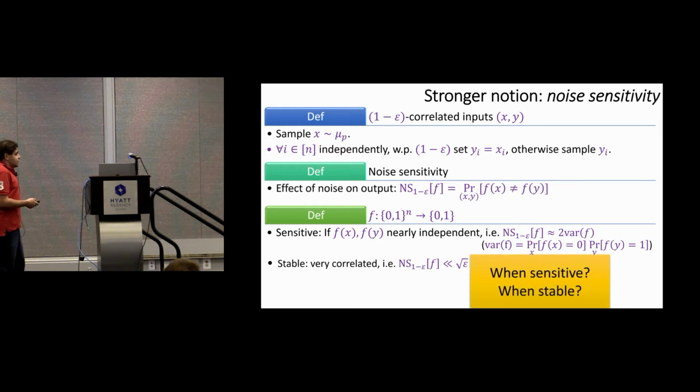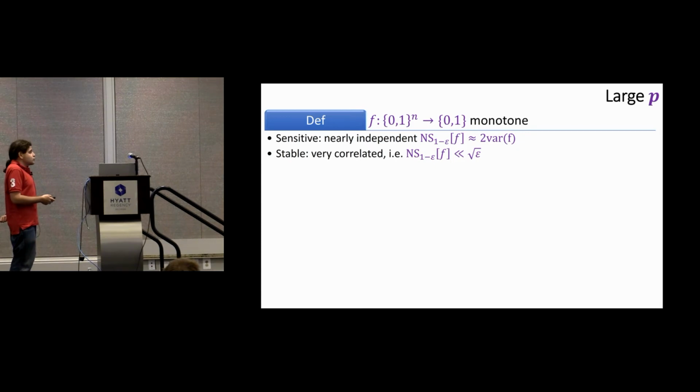So this is the question that we want to address in this talk. What can you say about sensitive functions? When is a function noise sensitive, and when is it noise stable? So this is again the definition of noise sensitivity. Again, as before, we have two regimes. We have the regime where P is bounded away from 0 and 1. This is the one that we are going to discuss on this slide. And there we have a fairly good understanding of this question. There we essentially know the answer.